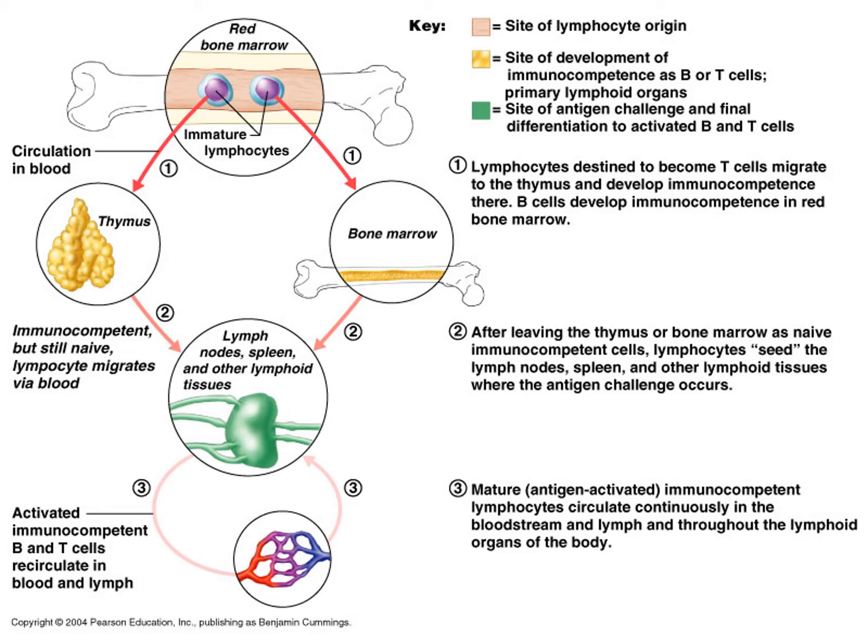Now, at this point, they're called naive immunocompetent cells. And naive immunocompetent cells means that they have the ability to recognize a foreign antigen, but they haven't yet encountered one. And so these populations of naive immunocompetent cells will seed the lymph nodes, the spleen, other lymphoid tissues wherever you find antigens. And so once they're there, if an antigen is encountered and they're activated, then they're going to be considered mature immunocompetent lymphocytes, and these will circulate continuously in the bloodstream. They'll also circulate continuously in the lymph and the lymphoid organs of the body.